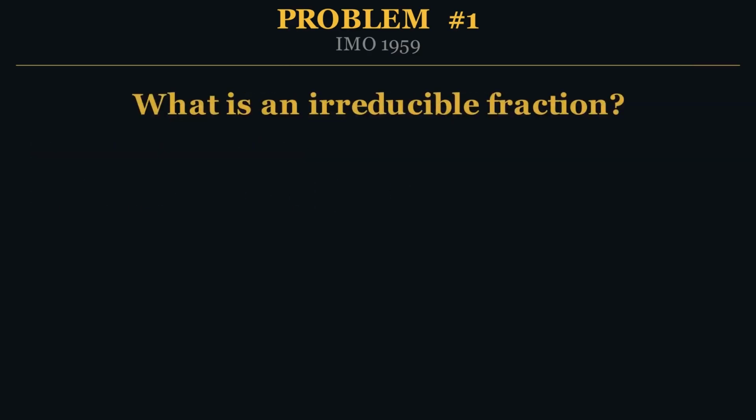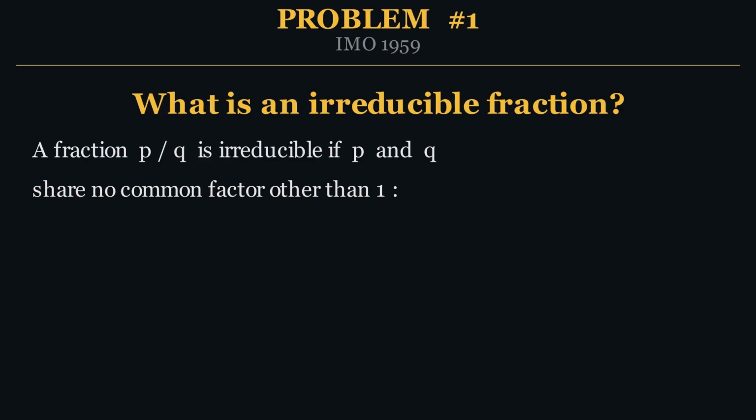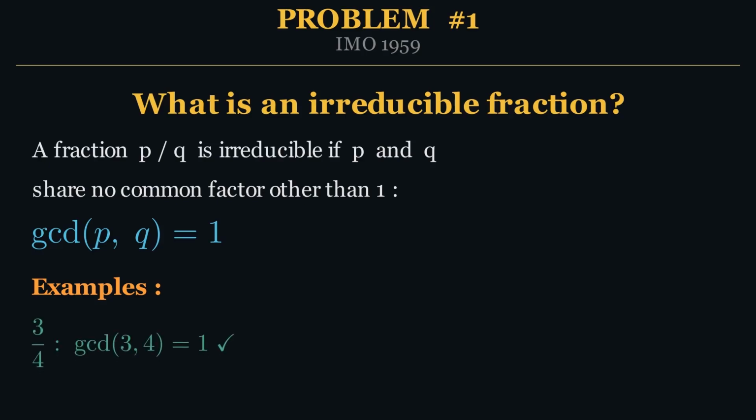Now, what does irreducible mean? A fraction p over q is irreducible when the greatest common divisor of p and q equals 1. They share no common factor. 3 over 4 is irreducible, GCD of 3 and 4 is 1, but 6 over 9 is not. Their GCD is 3, so you can simplify it to 2/3.